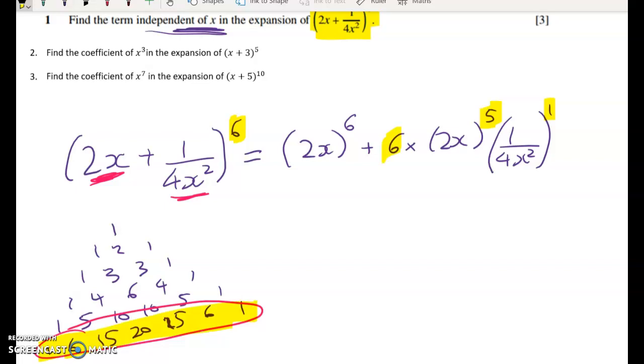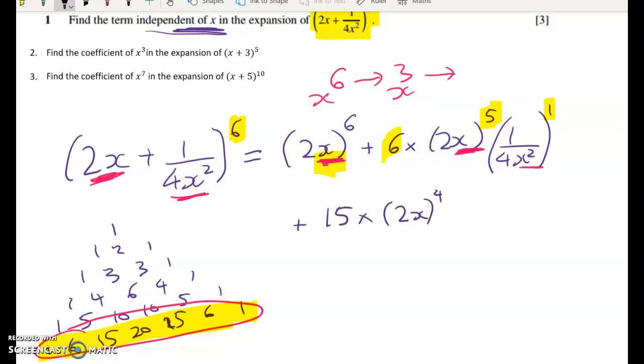And if you can see what's going on here, this is going to be x to the power of 6 in here. When we expand that, this will be x to the power of 5 divided by x squared. So the pattern here is that we're going down in powers of 3. So we've got x to the 6 and then we've got x cubed. So the one we want is going to be the next term, right? So it's going to be 15 times (2x)^4 times (1/(4x²))^2.